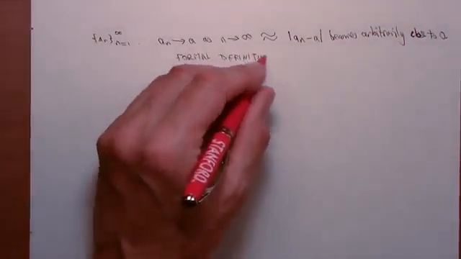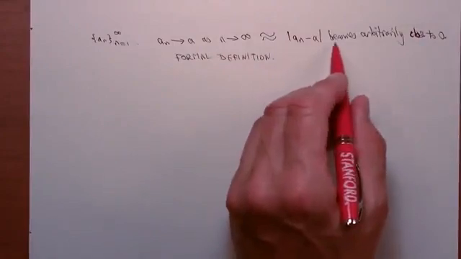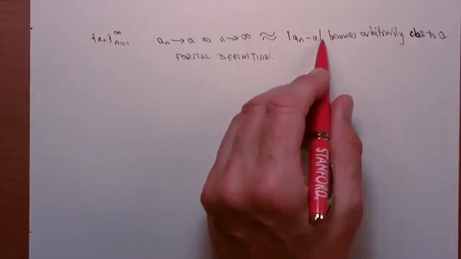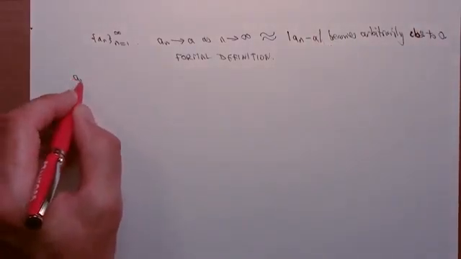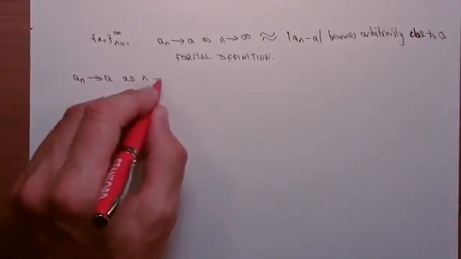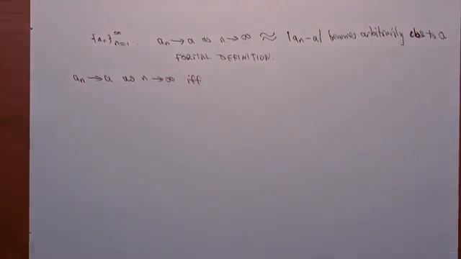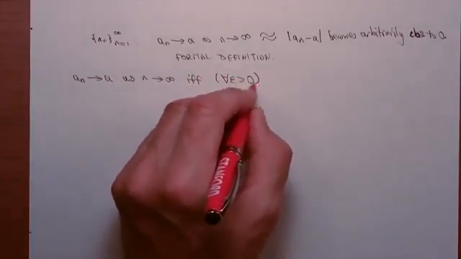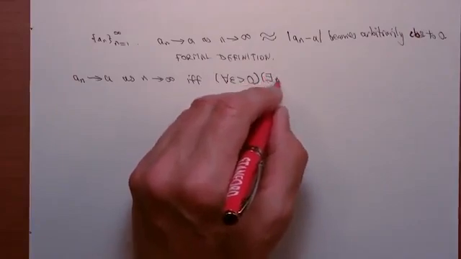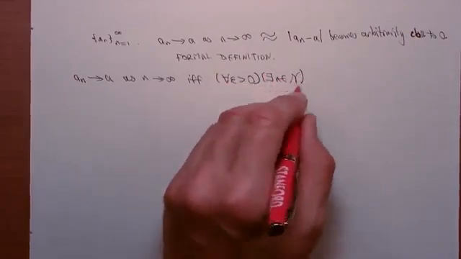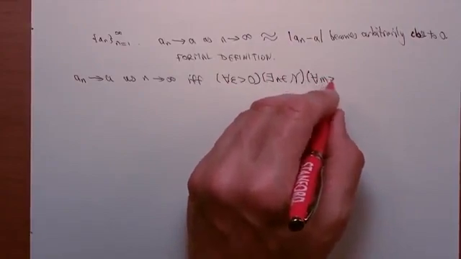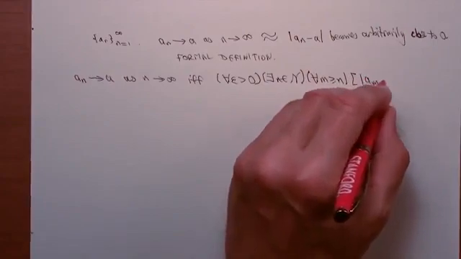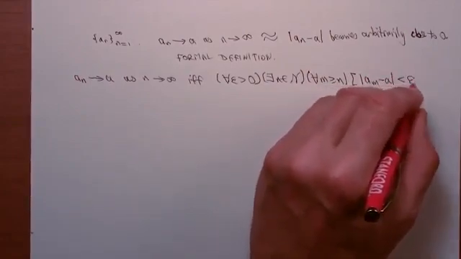Now let me give you the formal definition. The formal definition involves being precise about what that means. a_n tends to a as n tends to infinity if and only if for all real numbers epsilon greater than 0 there is a natural number N such that for all m greater than or equal to N, the absolute value of a_m minus a is less than epsilon.